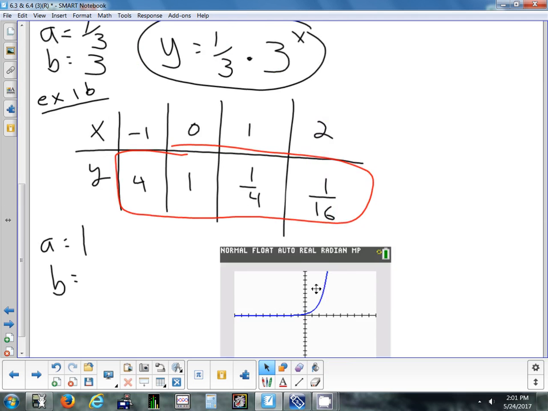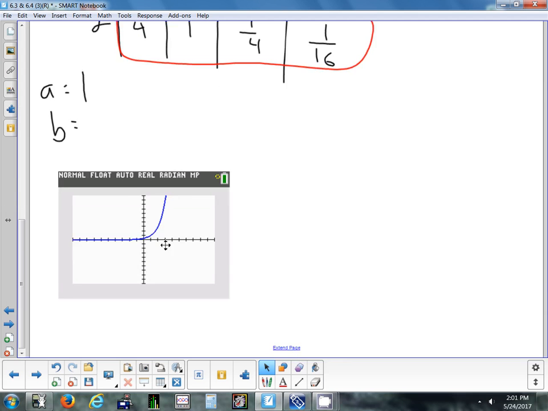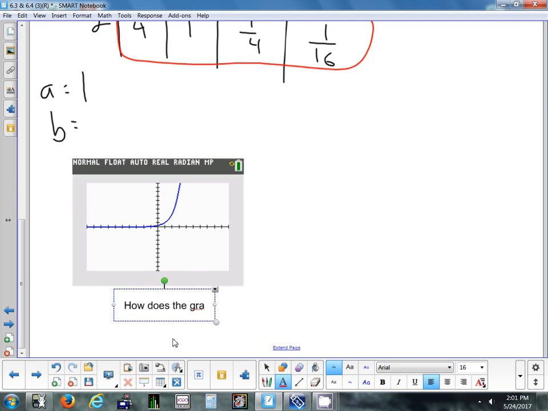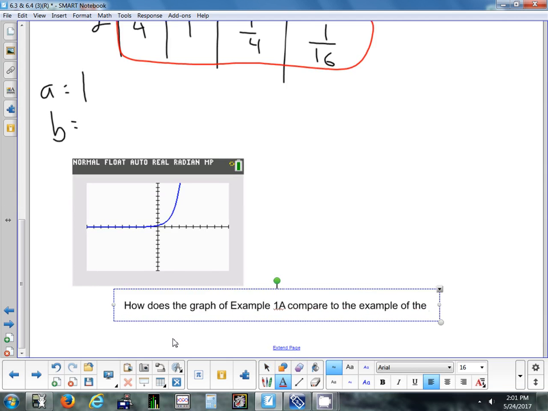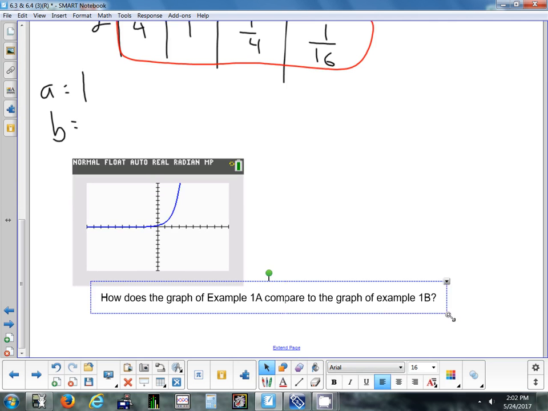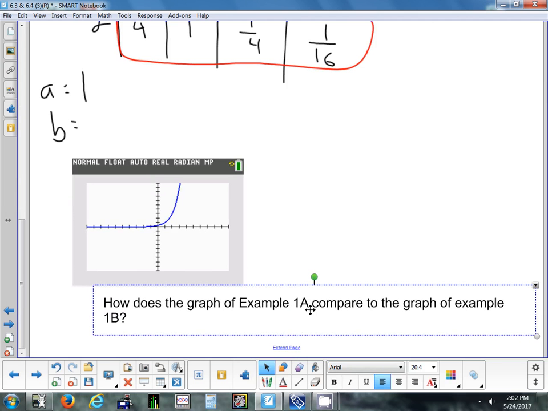Now, B is going to be a little bit tougher. I want to let you guys know a little bit of a secret. When you're looking at your chart or your table, and your Y values are going from bigger to smaller, they're decreasing, you're starting with whole numbers and going to fractions, your B is always going to be a fraction. Let me say it again. If your Y values are starting as whole numbers and going to fractions, your B value will always be a fraction. Every single time.